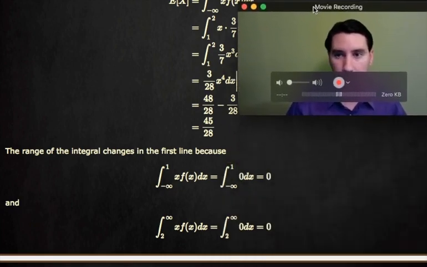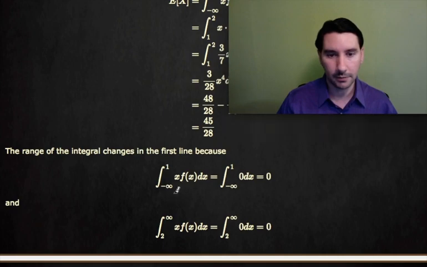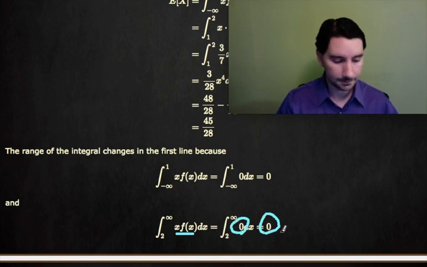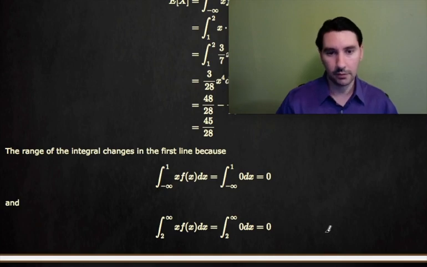We can throw out the rest of the real line because the integral from negative infinity to 1 of x f(x) dx is the integral from negative infinity to 1 of 0 dx, because f(x) is 0 outside of the interval from 1 to 2. And similarly, the integral from 2 to infinity of x times f(x) is the integral from 2 to infinity of just 0 dx, which is just 0. So whenever we actually evaluate the expected values, we only need to be concerned with the intervals on which the PDF is non-zero.